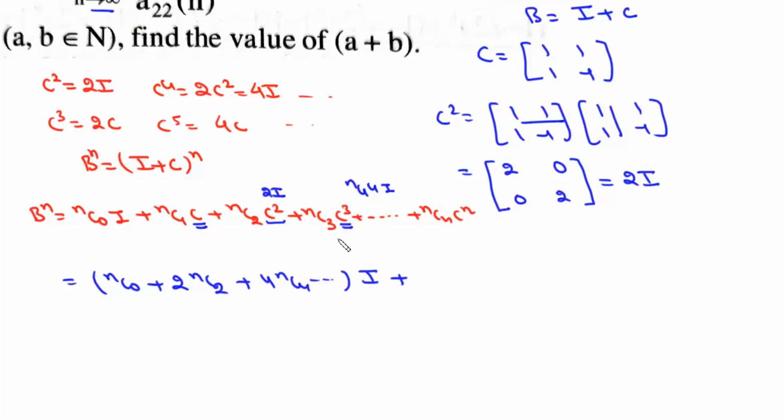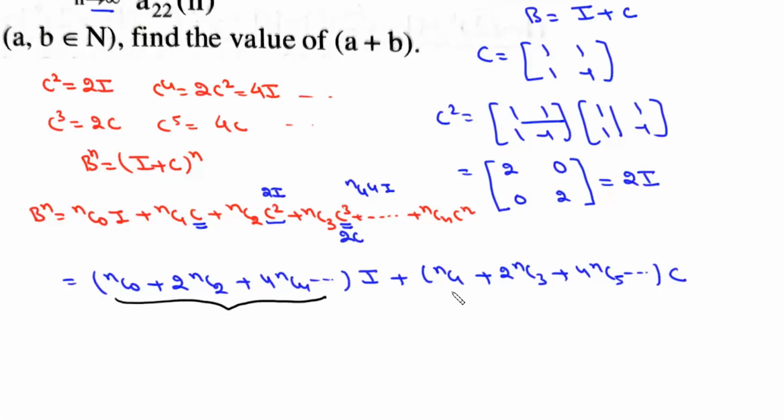Now C cube is 2C, C to the power 5 is 4C. So we can write this as nC1 plus 2 into nC3 plus 4 into nC5, and it will be multiplied with C. Now we need to find the sum of these two series. So this is our first series and this is our second series. Now say this is P and this is Q.